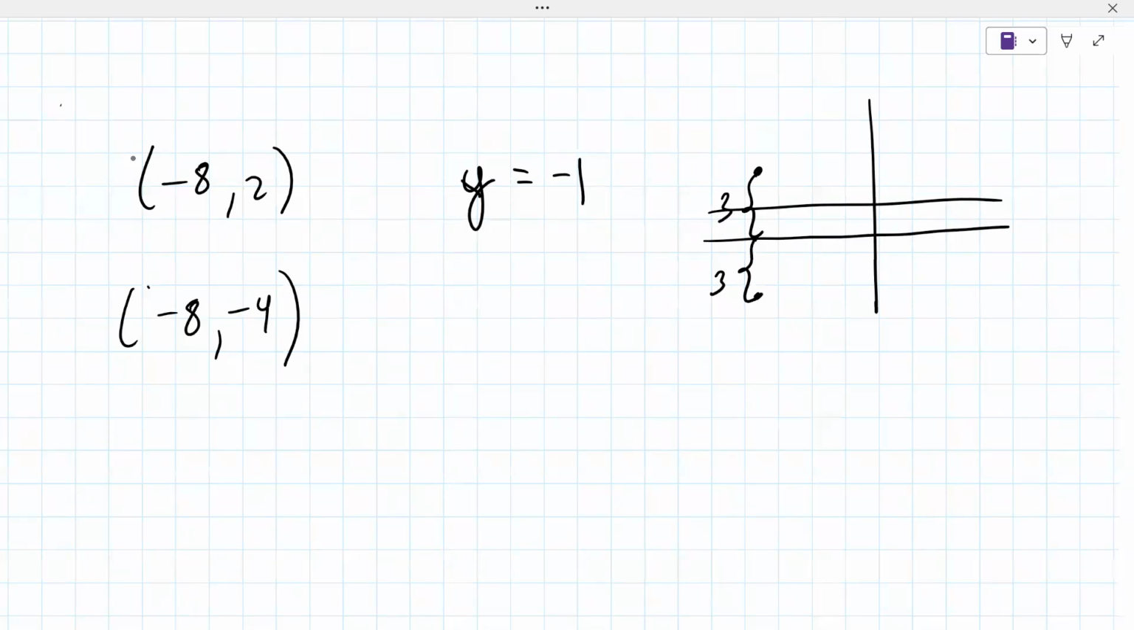Yeah. Great. Now, one thing you should think about here is this is a horizontal line. So which coordinate changed, the x or the y? The y. Yes. So that's something to think about. All right, let's do another couple here.